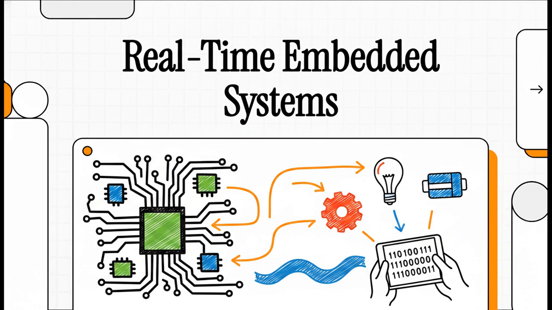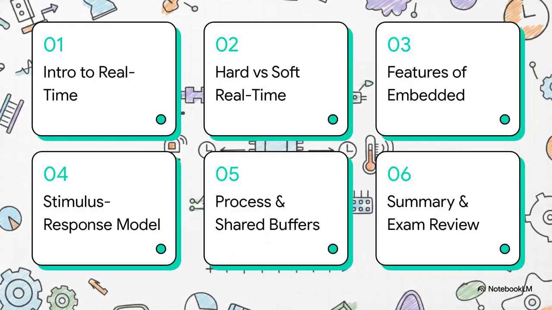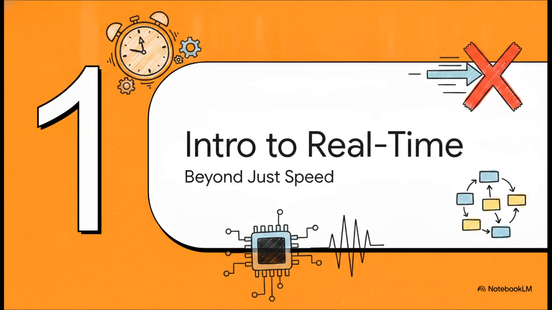these critical concepts. Okay, let's dive right into our syllabus for today's explainer. We're going to cover an introduction to real-time systems, hard versus soft real-time, the core features of embedded systems, the stimulus response model, process design and shared buffers, and we'll wrap it all up with a lecture summary and exam review. All right, Section 1, Introduction to Real-Time Systems.